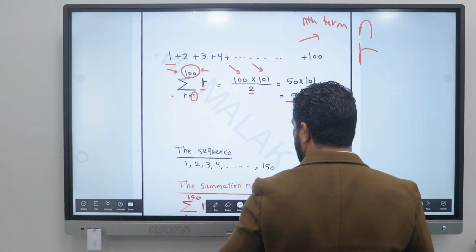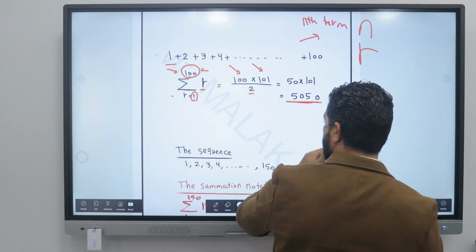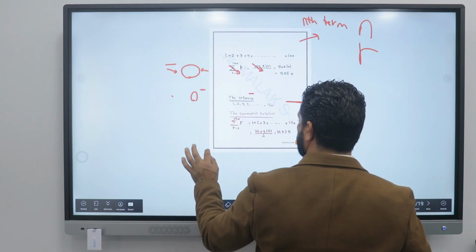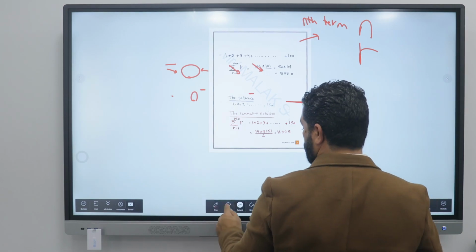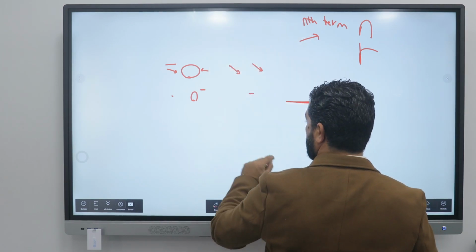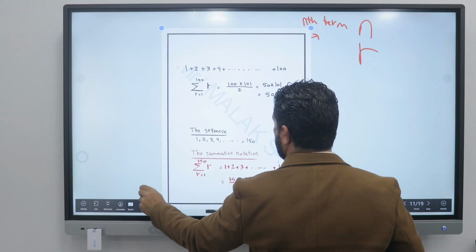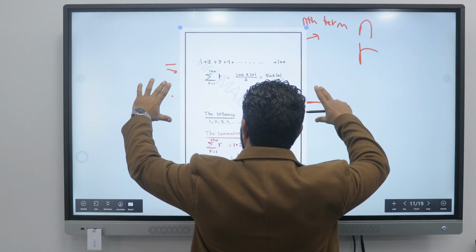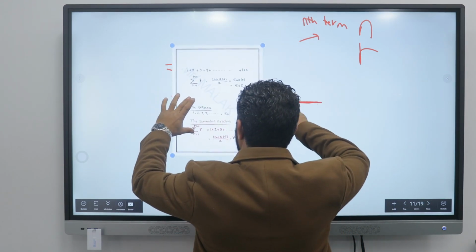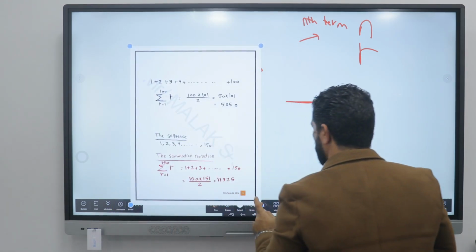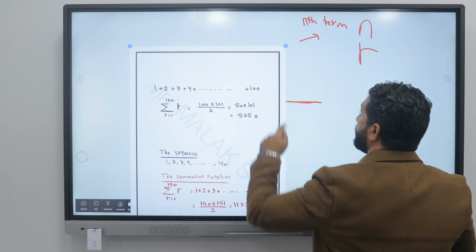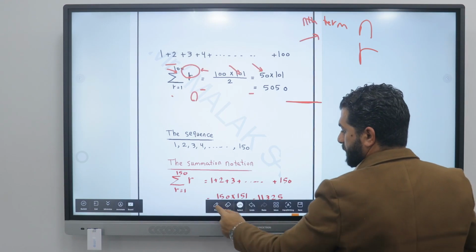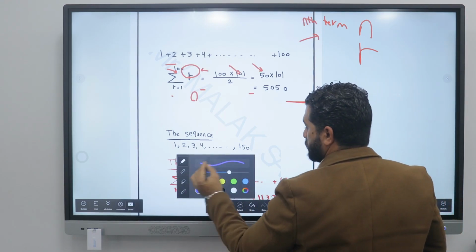Let's have a look at the sequence. The sequence here is given as the sequence from 1 to 150. 1, 2, 3, 4, 5. I want to find the sum of this sequence. So here you will multiply what? You will multiply 150, because the last term here is 150.